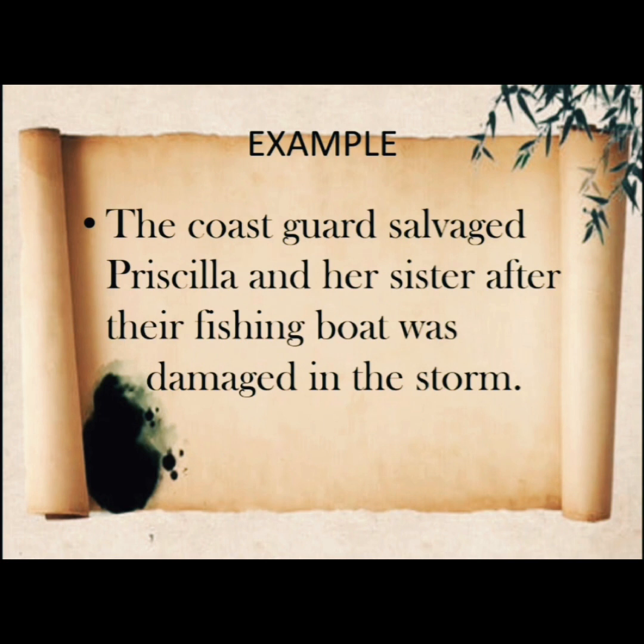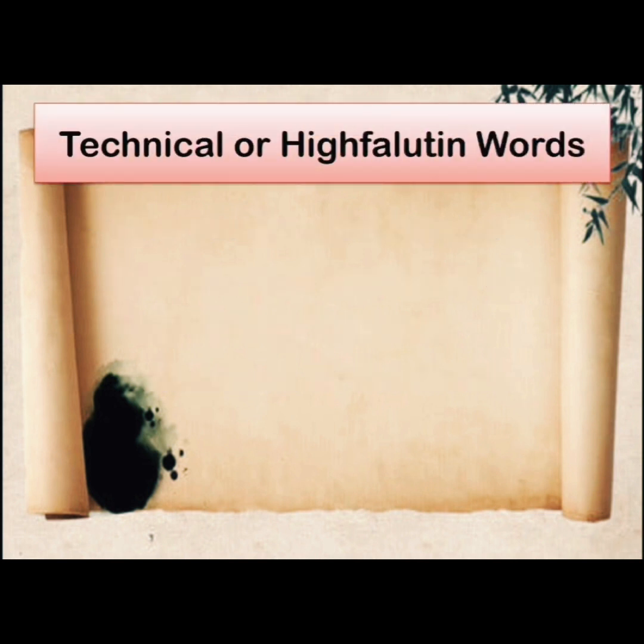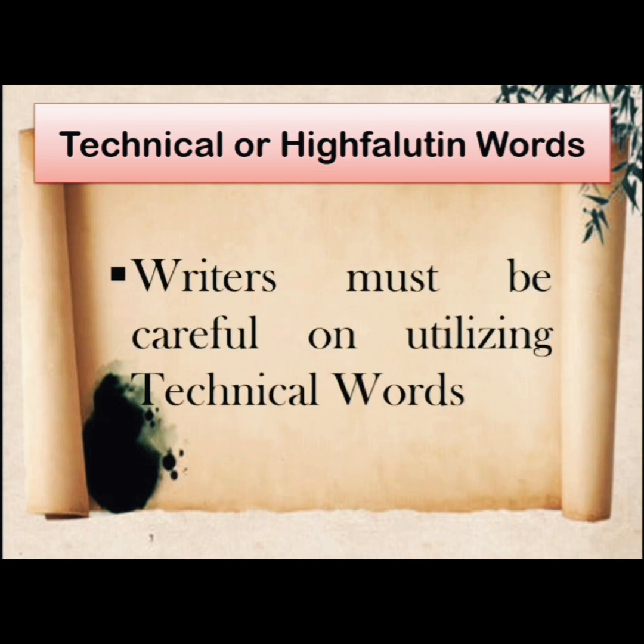For example, the Coast Guard salvaged Priscilla and her sister after their fishing boat was damaged in a storm. The word salvage means to save, usually from the wreckage of a marine vessel. However, the Philippine media and police often use the term to mean a violent killing, which is opposite from its traditional English meaning. It comes from the Spanish word salvaje that has a meaning similar to savage.